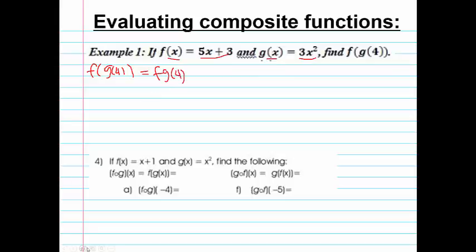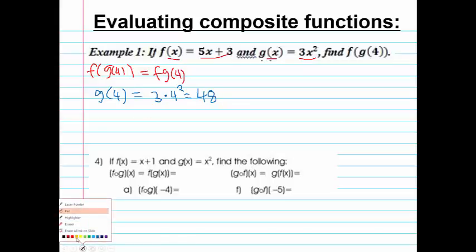So the first thing you do is you have to find g of 4, because this will become the input into f. So g of 4, what would that be? That will be 3 multiplied by 4 squared, because what's inside the bracket? 4. So you'll do 4 squared, then multiply that by 3, which will give you 48.